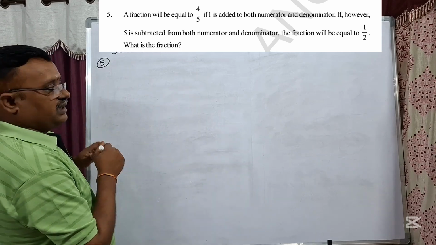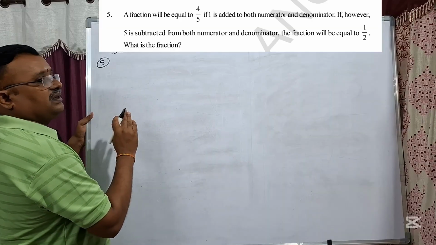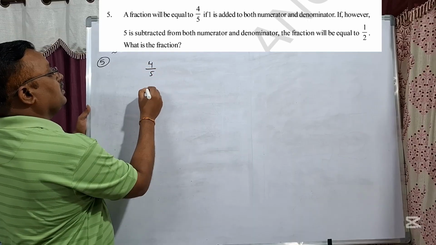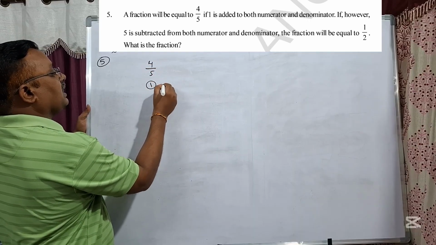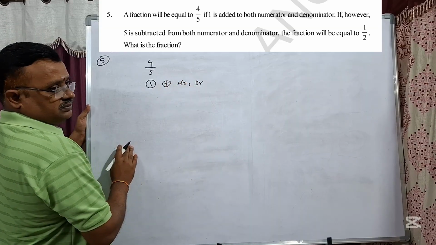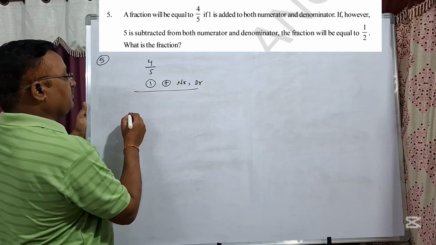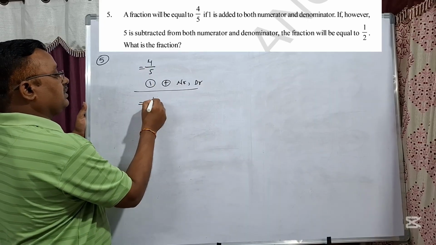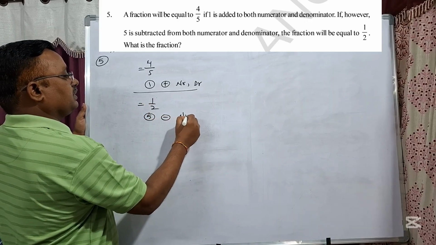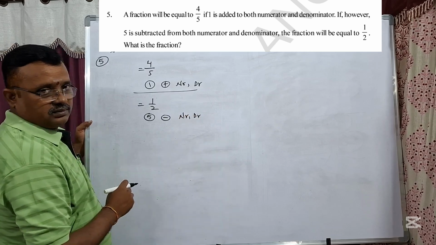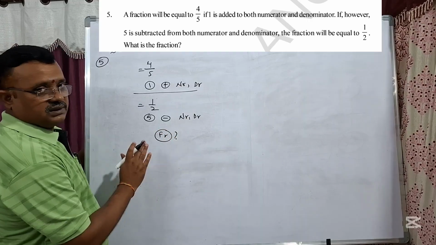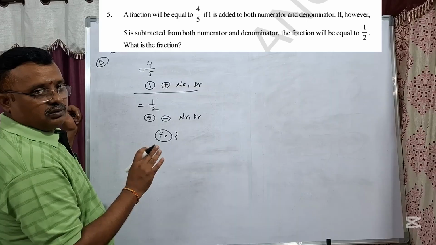In this problem, what they are saying is a fraction will become equal to 4 by 5 when 1 is added to both numerator and denominator, whereas the same fraction will be equal to 1 by 2 when 5 is subtracted from both the numerator and denominator. Then what is that fraction? This is the question. Okay? So how to get it?